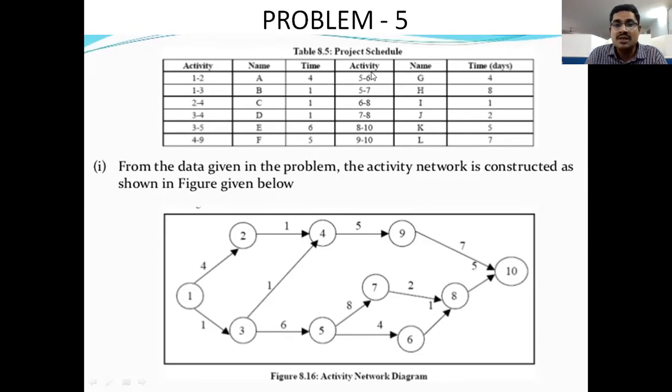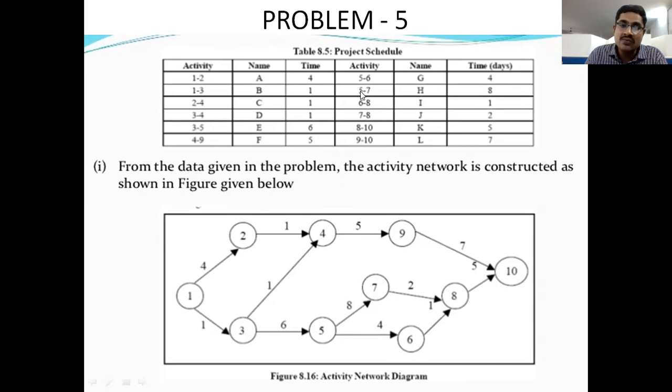Now continuing with 5 to 6. We need to draw 5 to 6 activity. Already we have node 5, so we draw node 6 and connect 5 to 6 by using an arrow. What is the time here? 5 to 6 activity, 4 hours. Just put the 4 on the arrow. 5 to 6 connecting arrow, 4 hours.